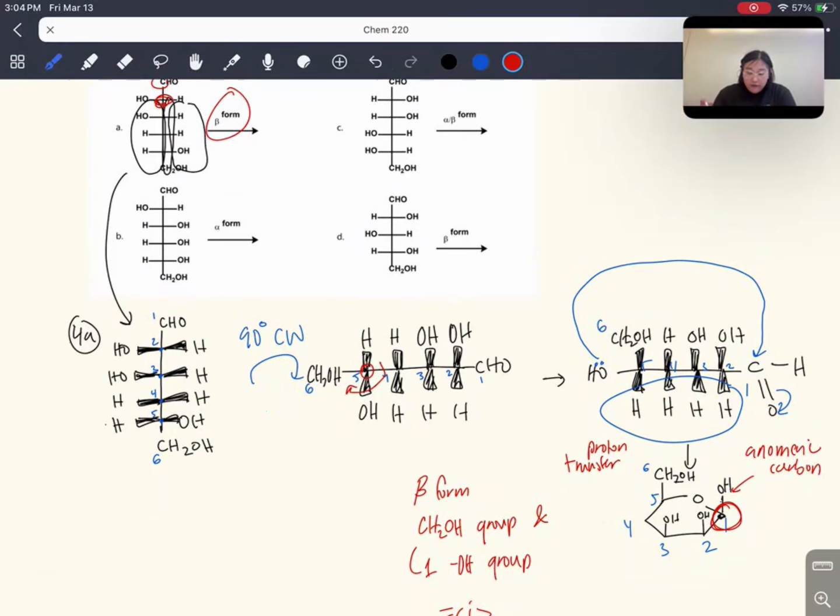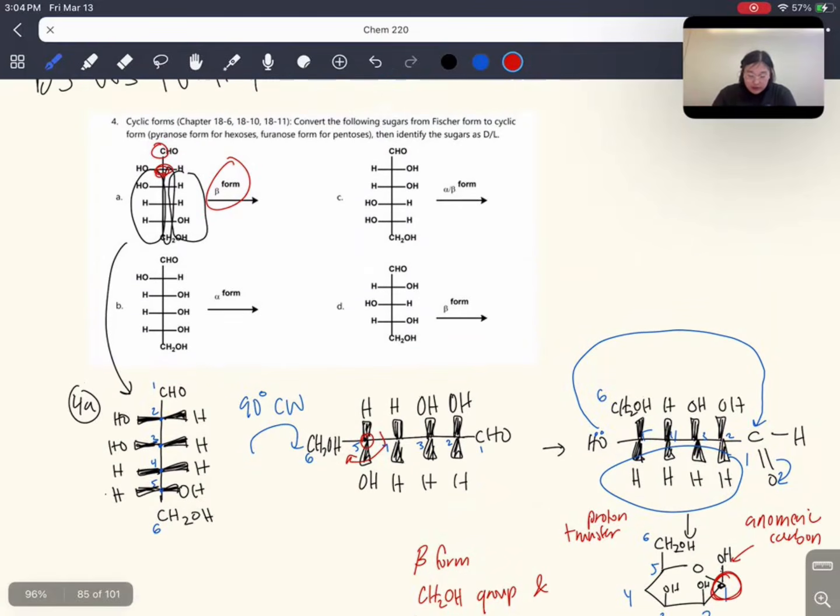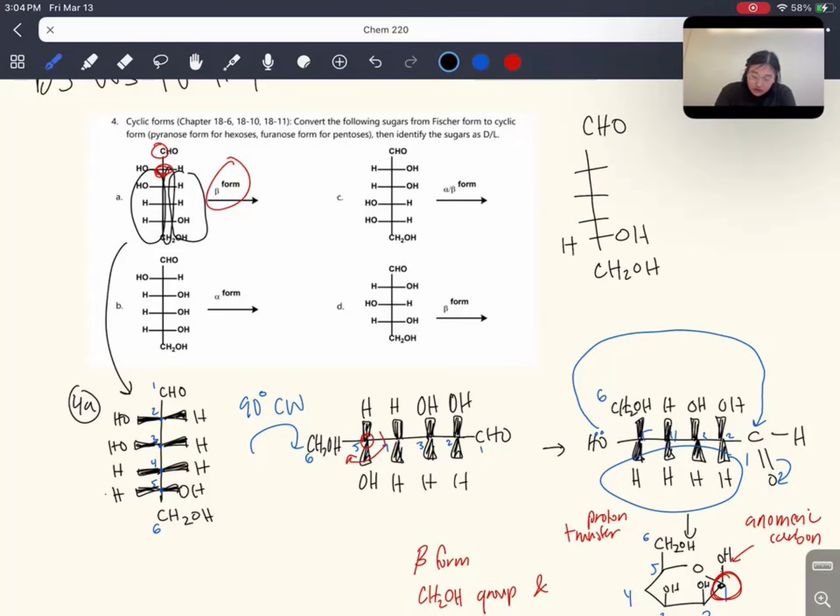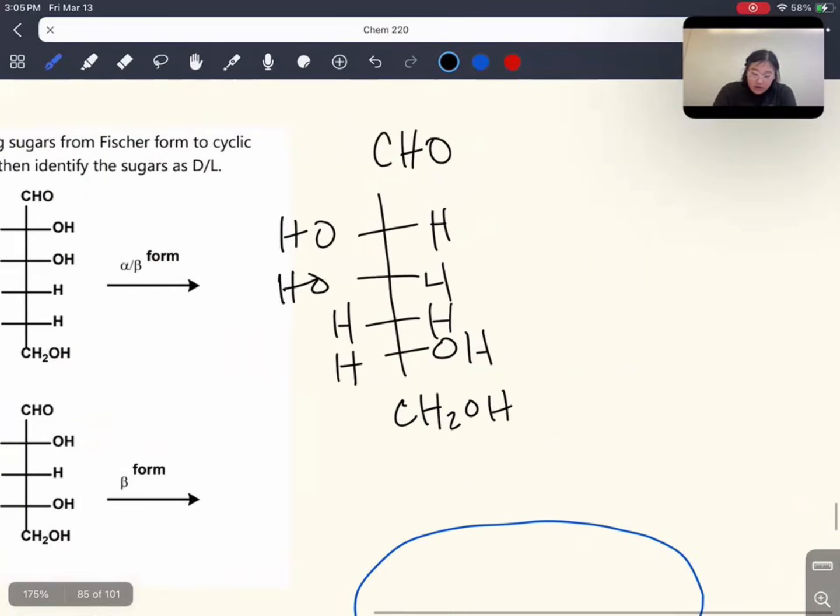to always be able to keep track of your carbons. Okay. So now I'm going to tell you the shortcut way of how to do this. Now that you know the mechanism, there's a way you can do these kinds of problems really fast. So I'm going to redraw this molecule over here. I'm going to redraw 4A. First we're going to number our carbons: 1, 2, 3, 4, 5, and 6.